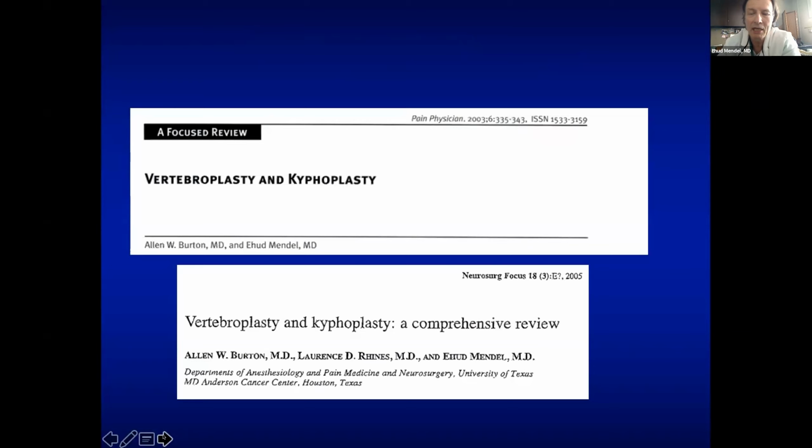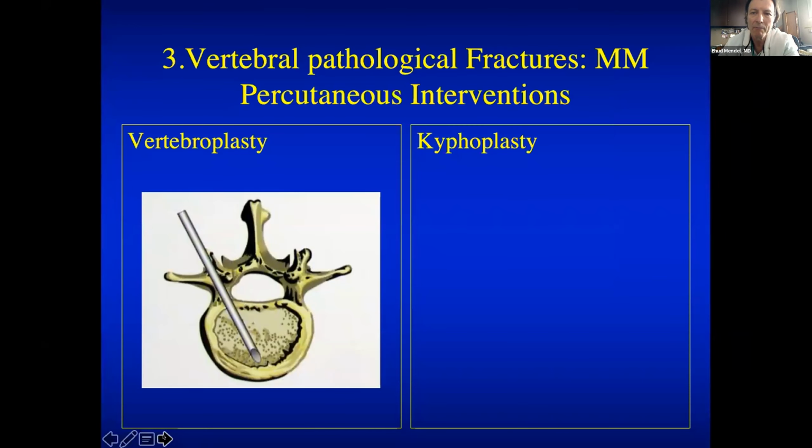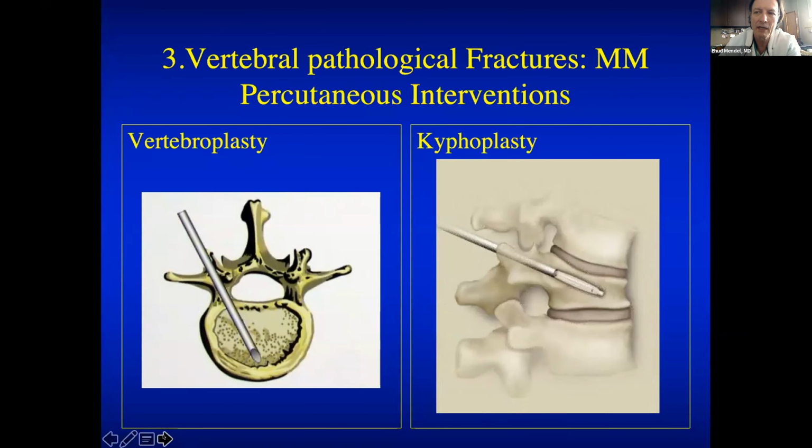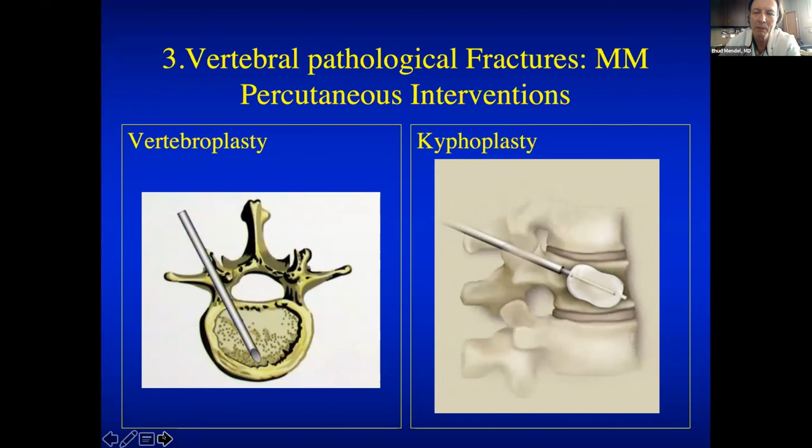Beyond the cages that are being used for these, cement injection is a very powerful tool for helping with mechanical stability and with pain alleviation. I've done several comprehensive reviews of patients, and as I mentioned in our lab, vertebroplasty and kyphoplasty are the main ways of doing this. Vertebroplasty is direct injection of the cement into the vertebral body, and kyphoplasty is a balloon that's being placed into the vertebral body.